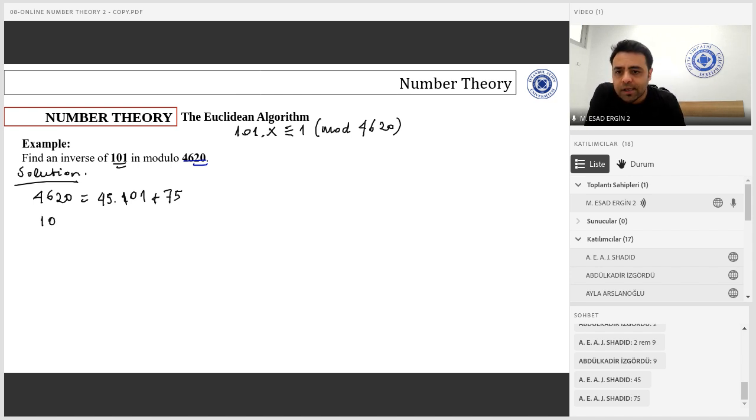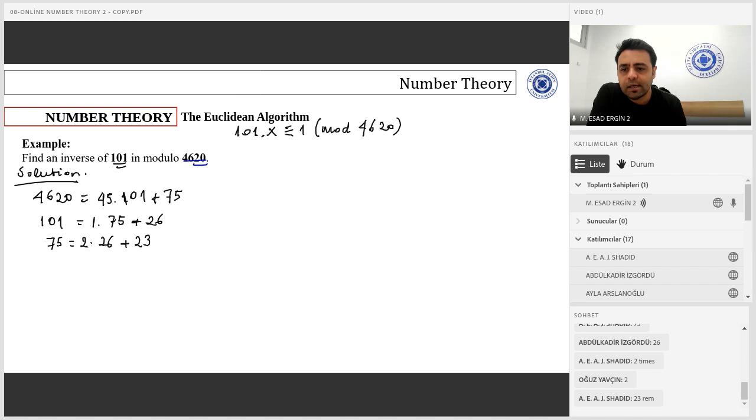It is 101 equals, we have just 1 times 75 plus 26. Great. And 75 equals, how many times do we have 26 inside of the 75? It is 2, right? And plus 23. Great.